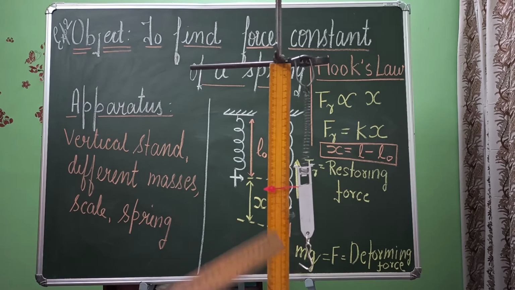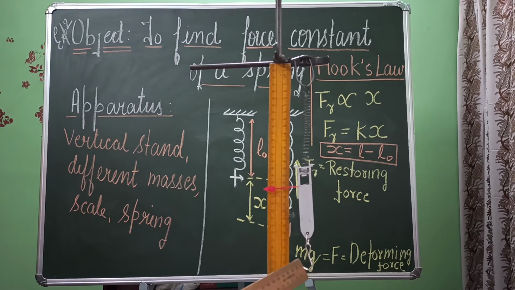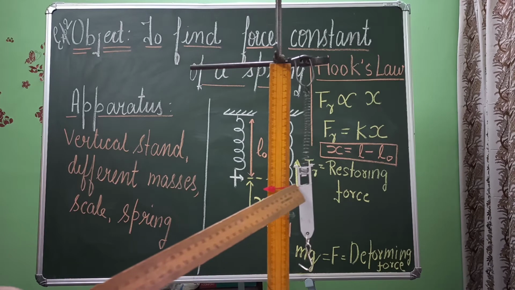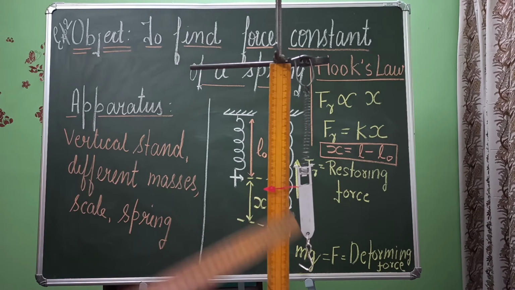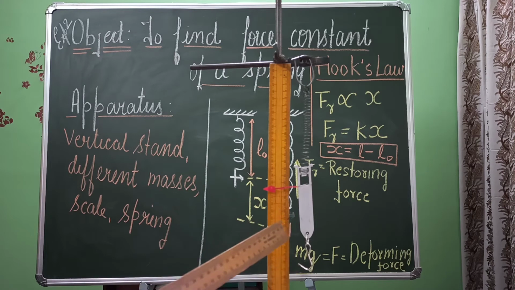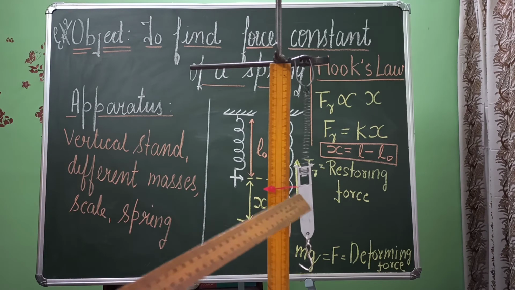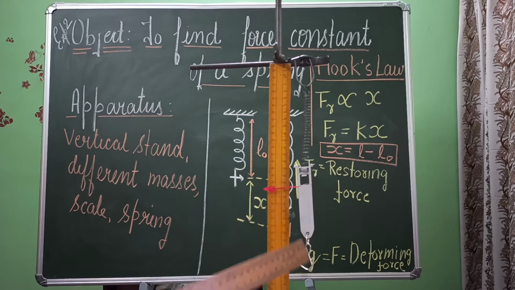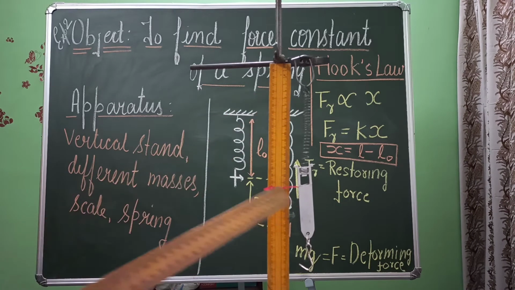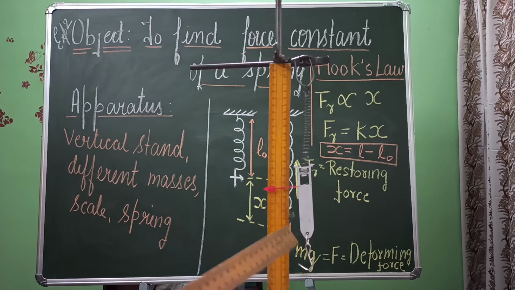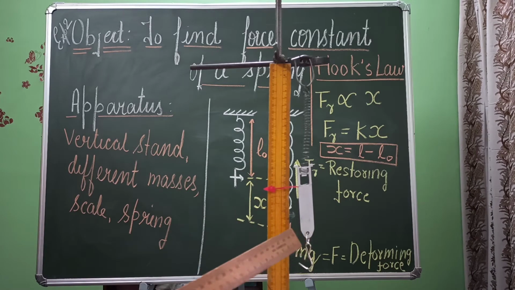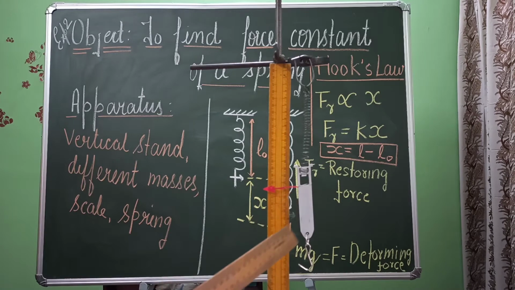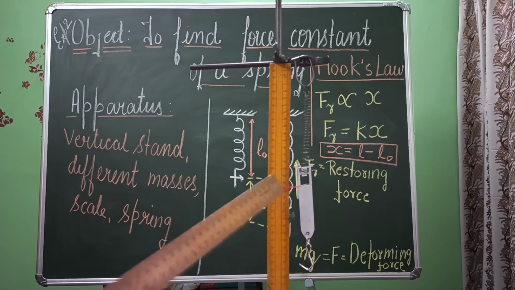We have to draw an observation table, and in one column we will write the mass suspended. In the other column we will write the position of the pointer for that mass. In the third column we will subtract the position of the pointer for the mass minus the original position of the pointer when no mass was suspended, and then this subtraction will give us the extension of the spring.